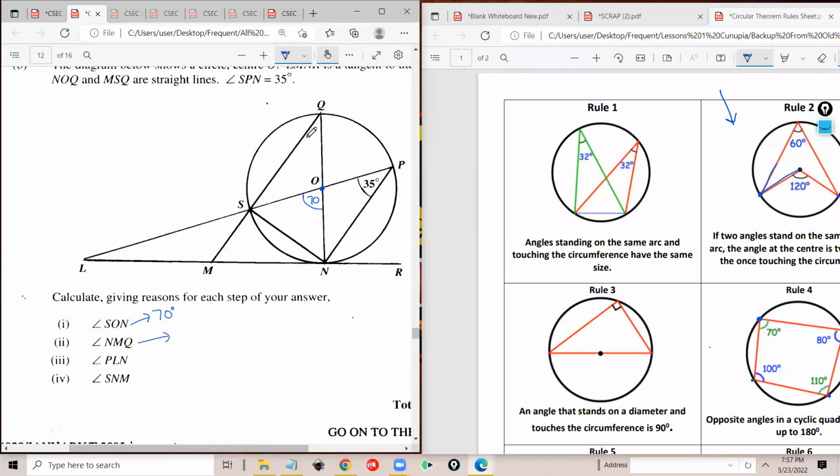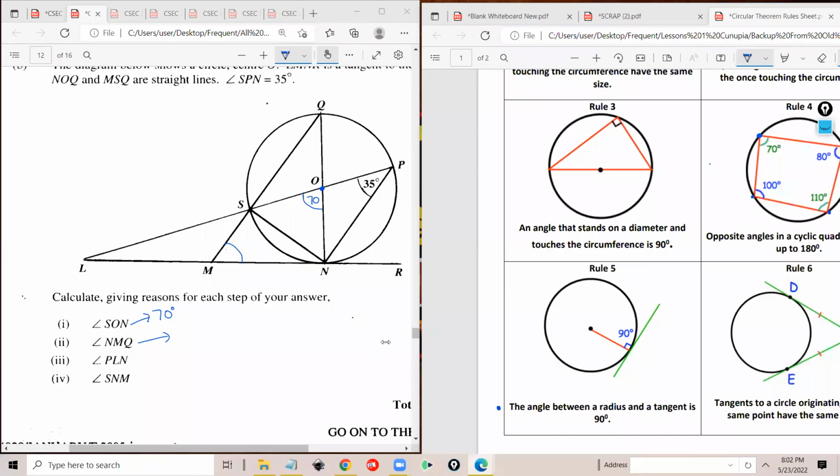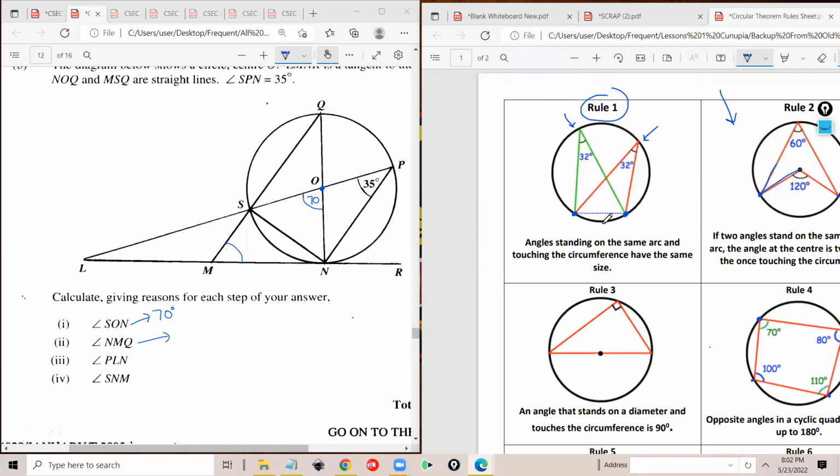What Q is quite up here. Okay, NMQ. Even I get worried about this question, right? I need some time to think on it. Like I said, we're going to use rule 1, right? So if both of them are standing on the same arc, the angles are going to be the same. So I think you're seeing that here: S to P to N, and then SQ back to N. So if here is 35, then this one over here is 35.